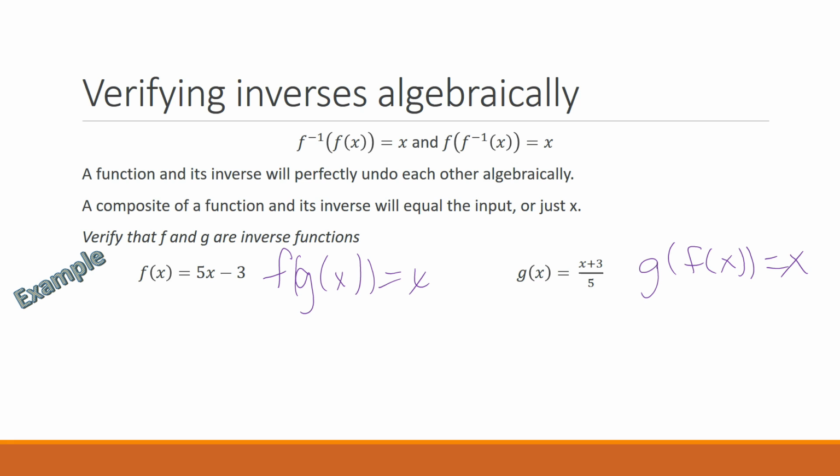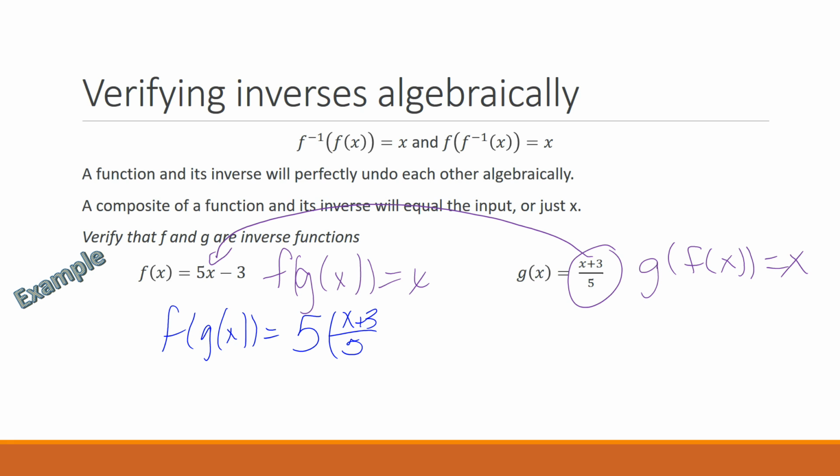I would rather input this one into here because I notice that those 5s are going to cancel out. So that's what I'm going to do. I'm going to do f of g of x. And I'm going to get 5 times x plus 3 over 5 minus 3. And the 5s cancel, so we get x plus 3 minus 3. And we just get x. So yes, they are inverses.